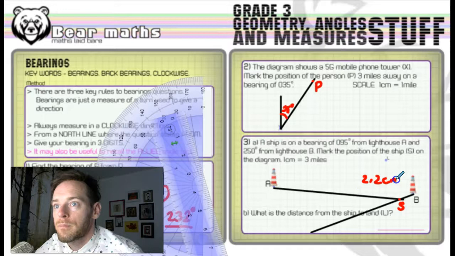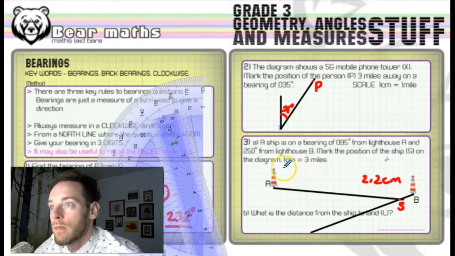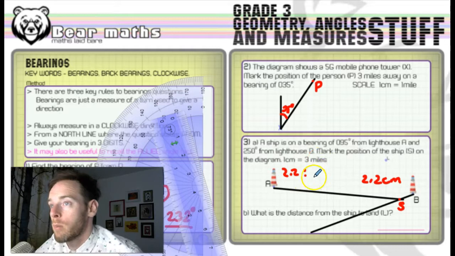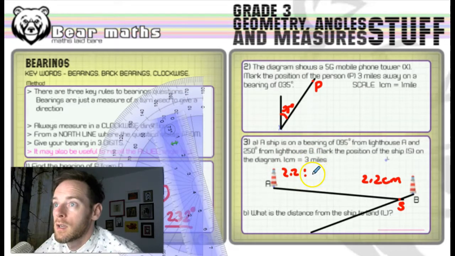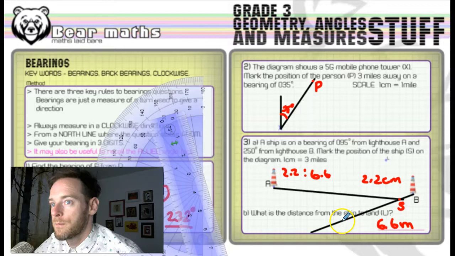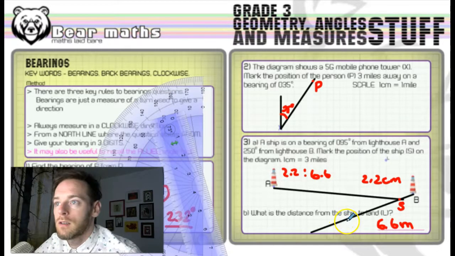to get to 2.2 here, if we write this as a ratio, that would be multiplying by 2.2. So we need to take the 3 and multiply by 2.2. 3 times 2.2 would be 6.6 miles. The distance from the ship to land is 6.6. I'm going to put M for miles. Hopefully that's really clear to you and all of that makes sense.